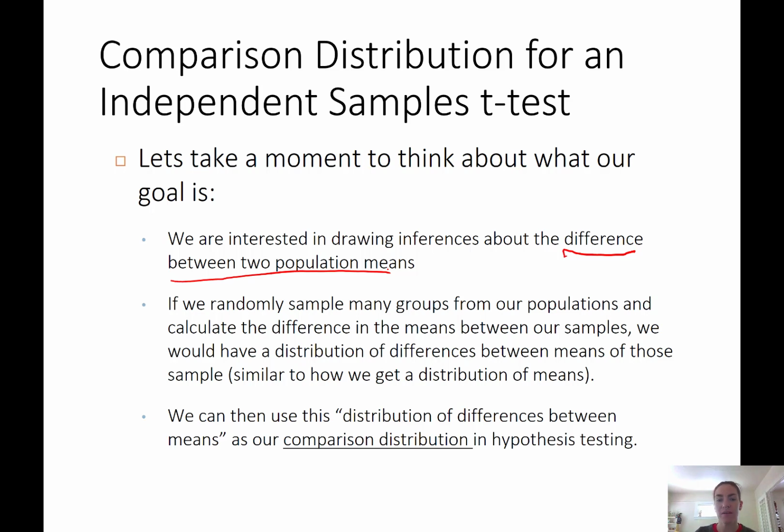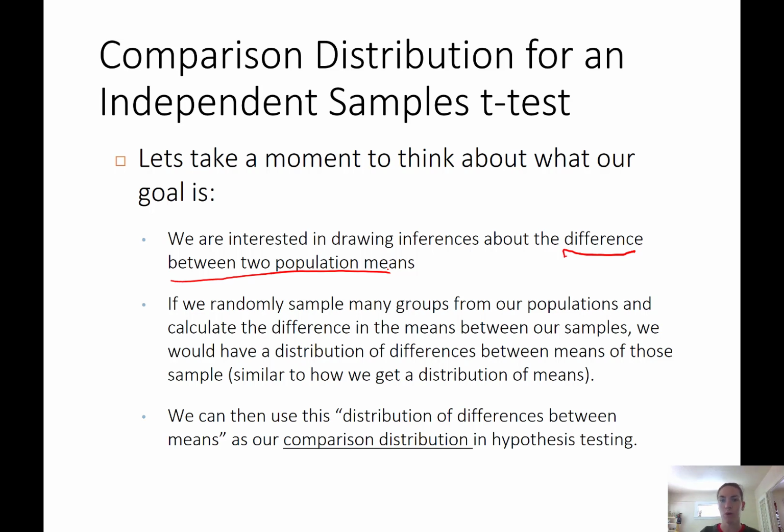How could we construct that? Well, theoretically, what we're talking about is a distribution that's made up from sampling into population 1, sampling into population 2, getting a sample mean here, a sample mean here, and then calculating the difference between those sample means and saving it. So I'm only saving the difference, mean 1 minus mean 2, from population 1 and population 2. I'm saving the difference between those means for my comparison distribution. And I could do that over and over and over again.